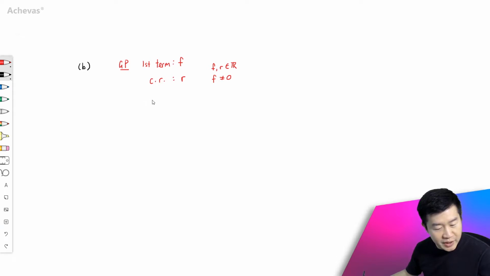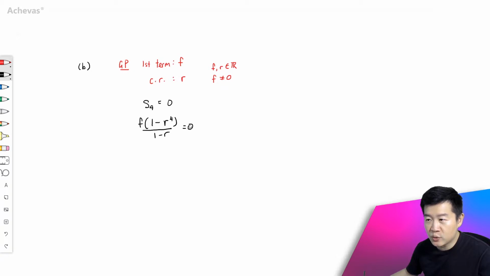It is given to us by the question that the sum of the first four terms of this geometric progression, so S4, is 0. This means that the first term f, the common ratio r to the power of 4, the sum of the first four terms is equal to 0, which means that we will end up with an equation f of 1 minus r to the power of 4 is equal to 0.